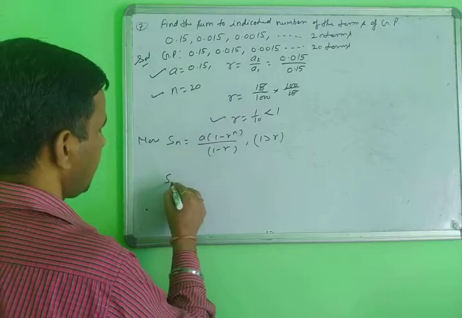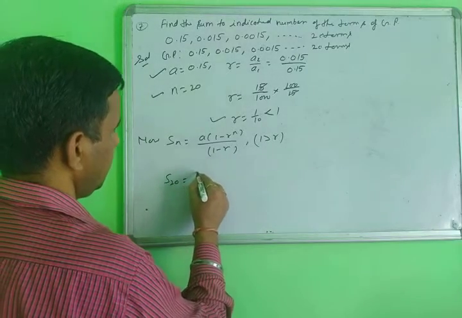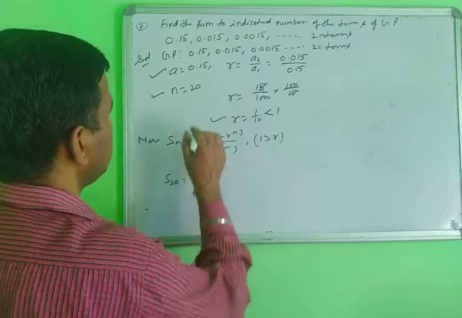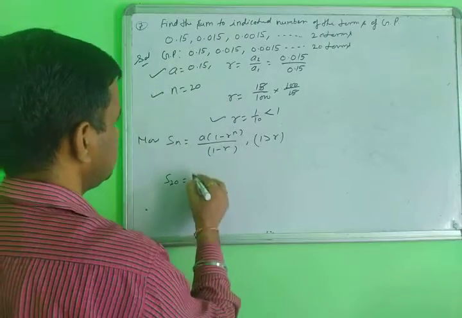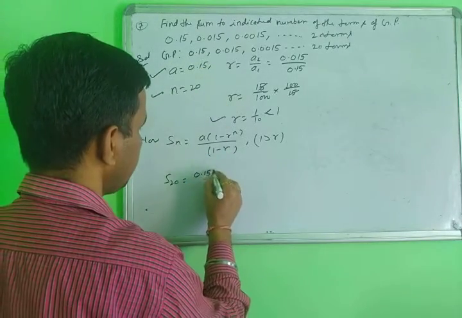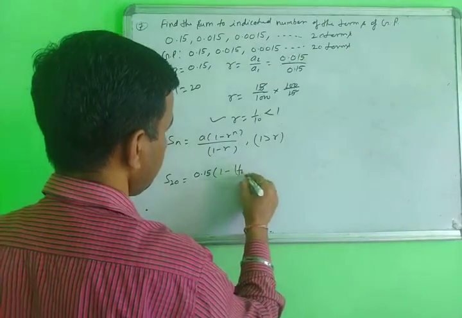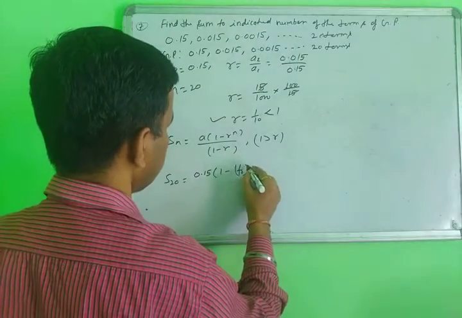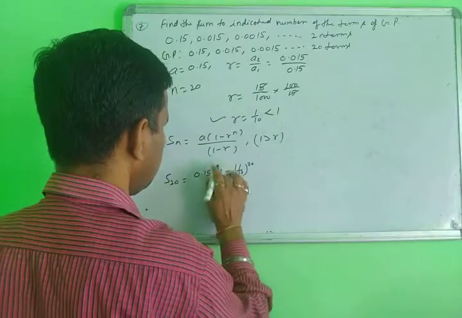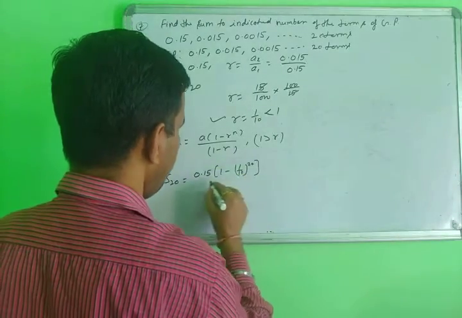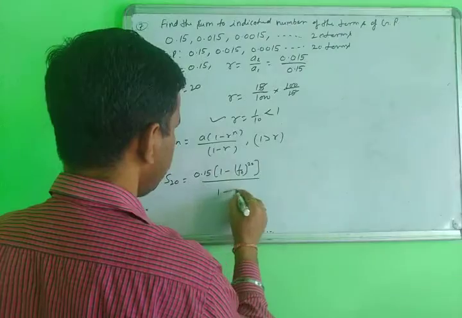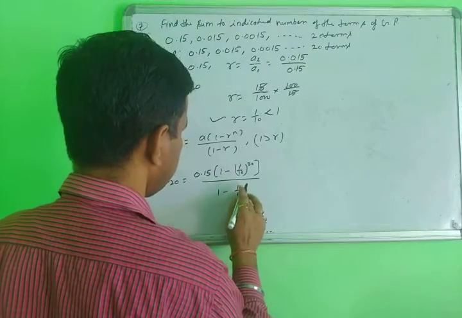Then Sn, in place of n you put 20. What is the value of a? The value of a is 0.15, into 1 minus r. What is the value of r? 1 upon 10, exponent 20, upon 1 minus 1 upon 10.